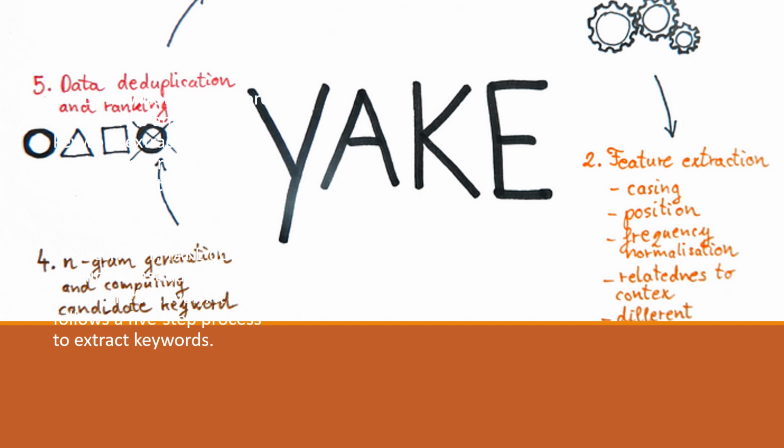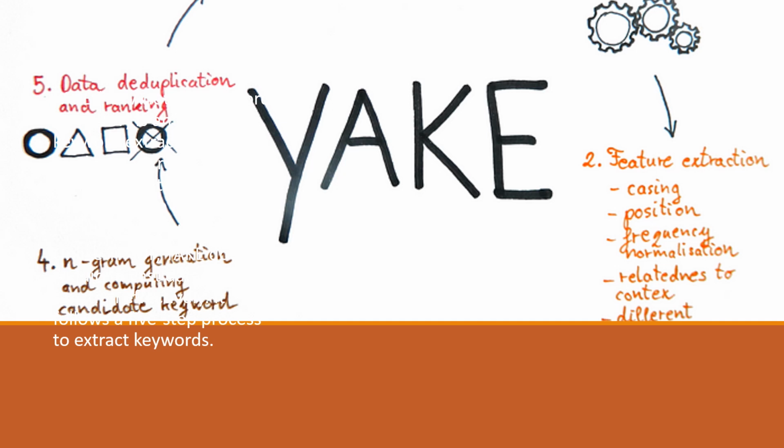Data deduplication and ranking. In the last step, the algorithm removes similar keywords. It keeps the one that is more relevant, the one with the lowest score. The similarity is computed with either the Levenshtein similarity, the Jaro-Winkler similarity, or the sequence matcher. In the end, the list of keywords is sorted based on the scores.